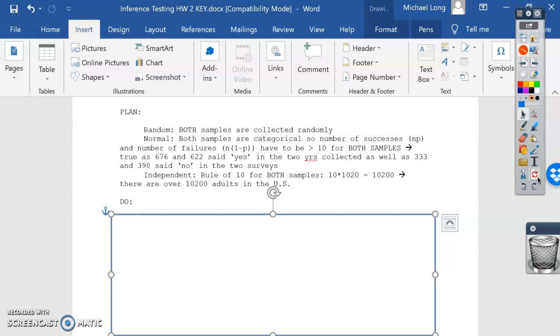Okay? So if you notice here, the plan is exactly the same. The only difference is that you have to check for both samples for random, normal, and independent.